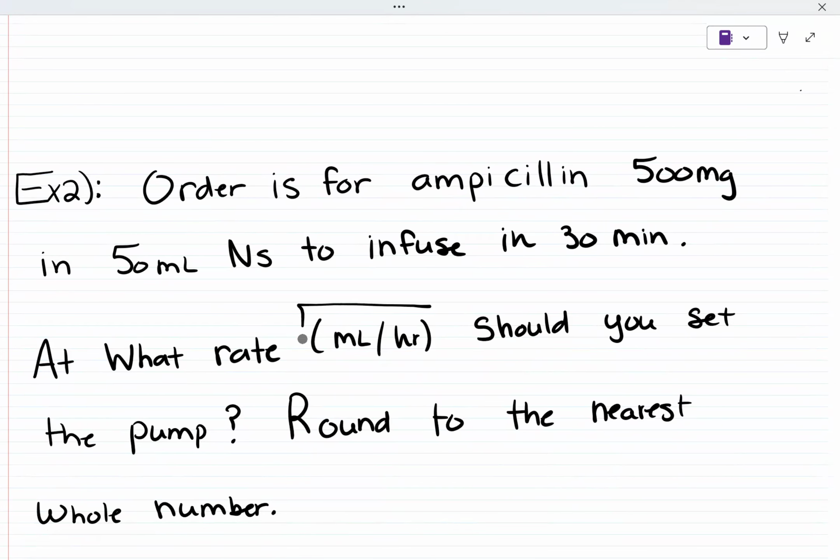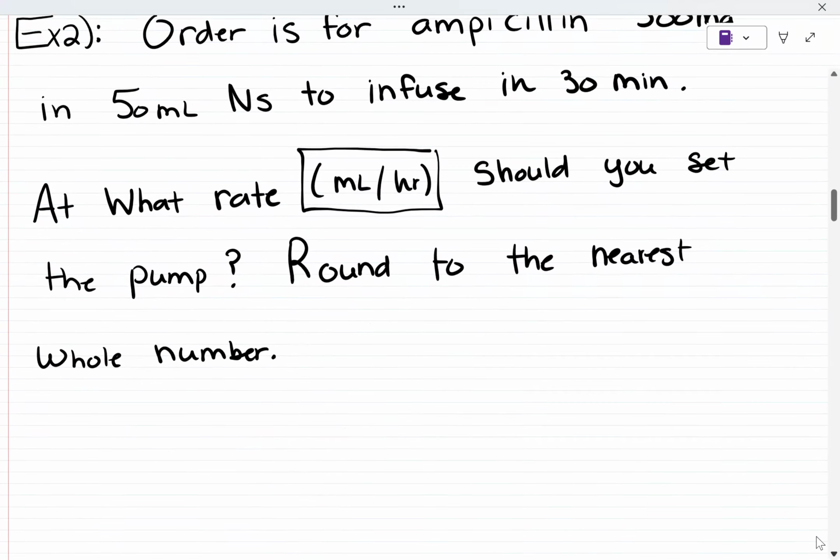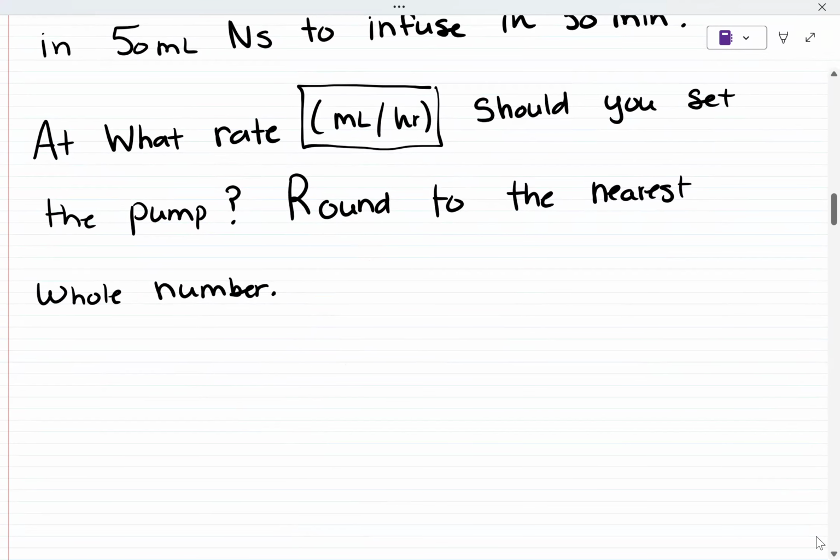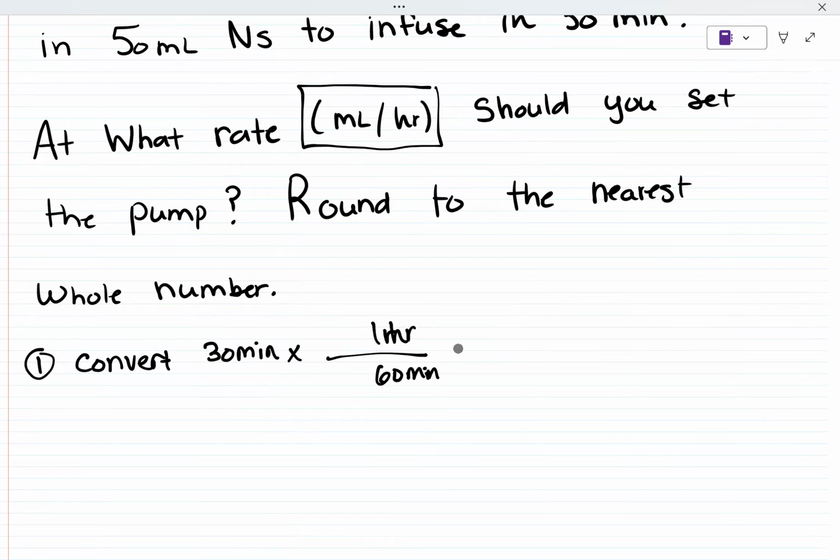Our final answer has to be in milliliters per hour, right? So first, I'm going to convert minutes to hours because we want it in milliliters per hour. Step one, I'm going to convert 30 minutes into an hour, which is easy. We know that in 1 hour, there's 60 minutes. So that's 30 times 1 over 60. You probably knew that. That's half an hour.